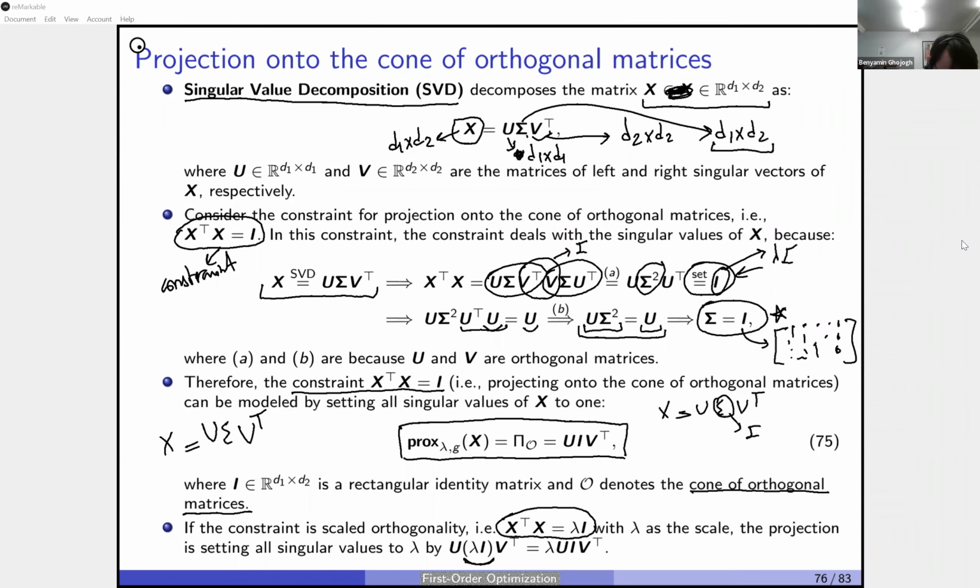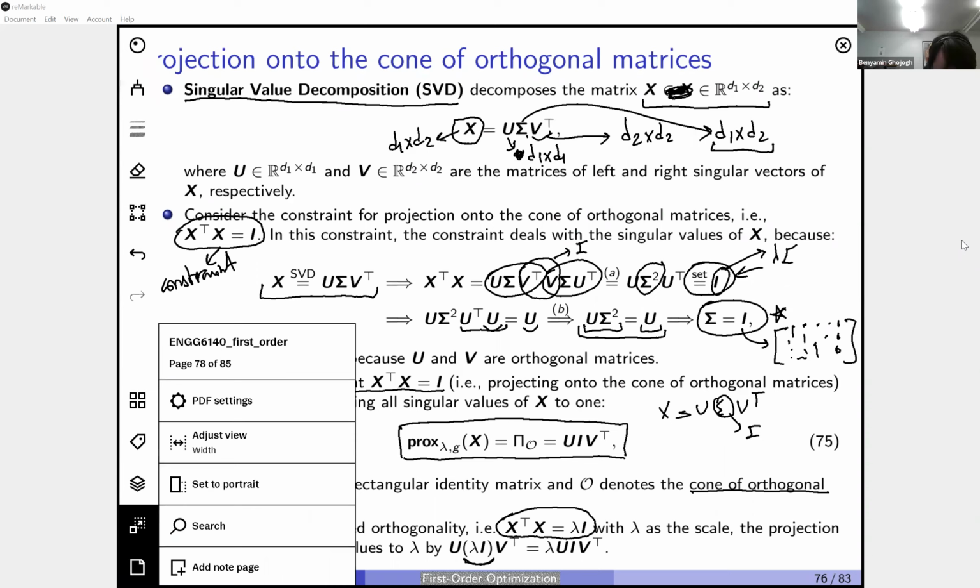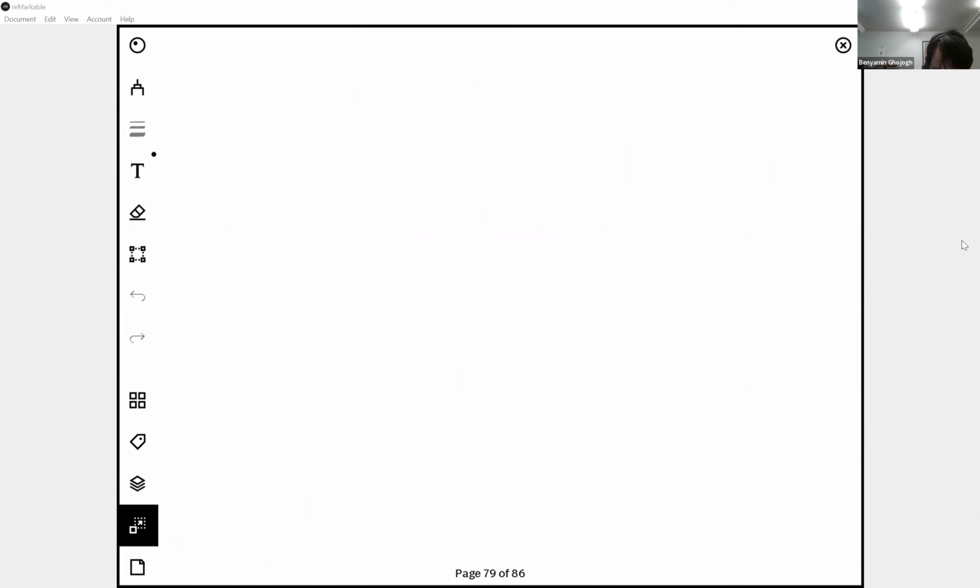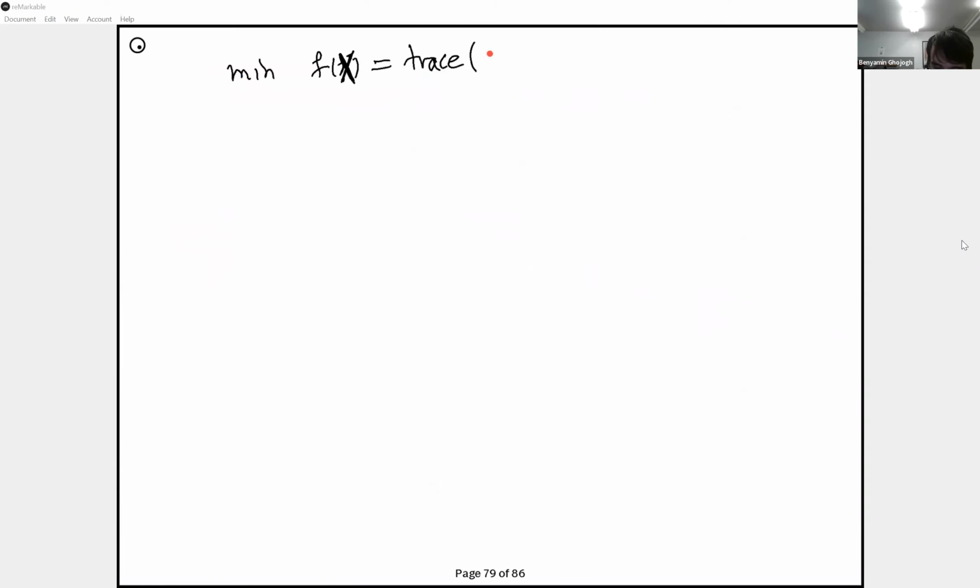So that's the thing. It's an interesting thing because in a lot of cases, what I explained meant this. Assume you are minimizing f of X, some function of X, and this time X is a matrix, such as, for example, trace of X transpose AX. This is a function of X, right? And A is some known matrix, subject to X transpose X equals I. How can I solve it?